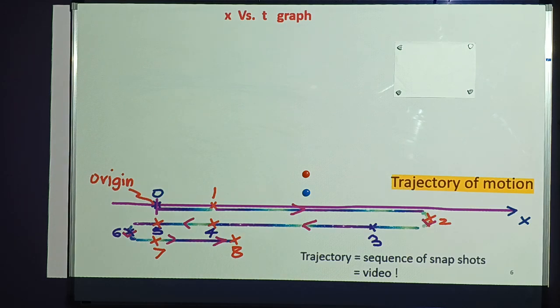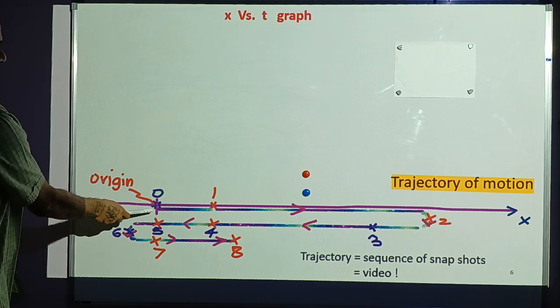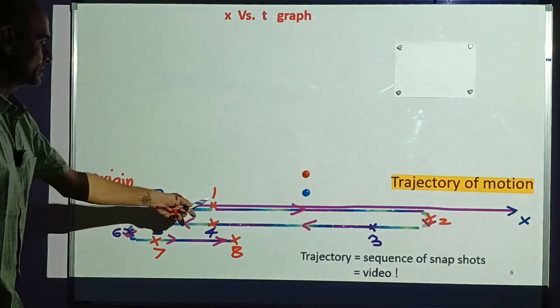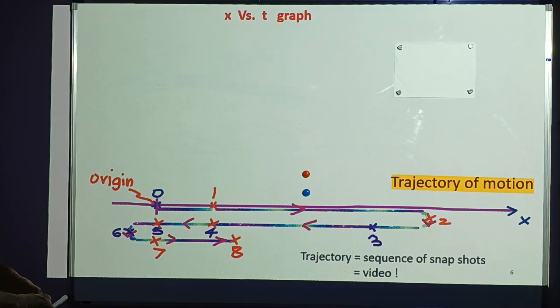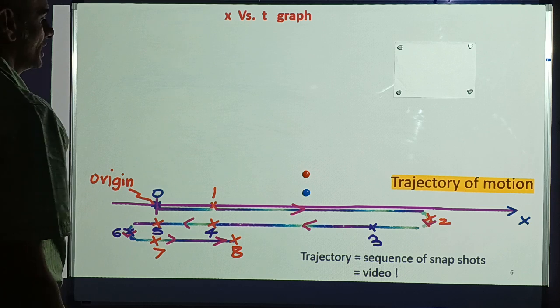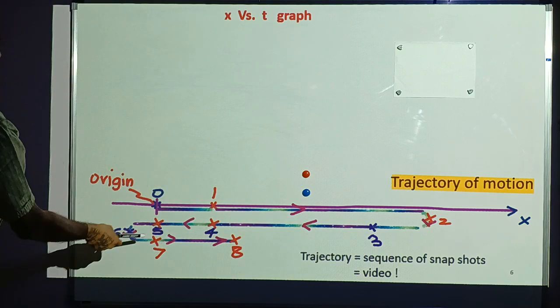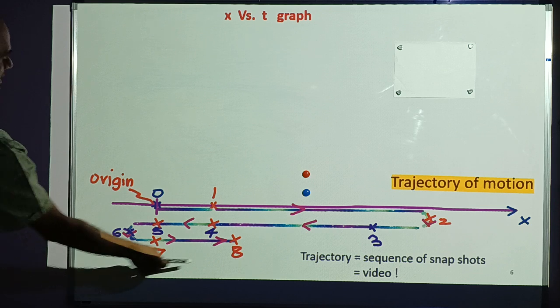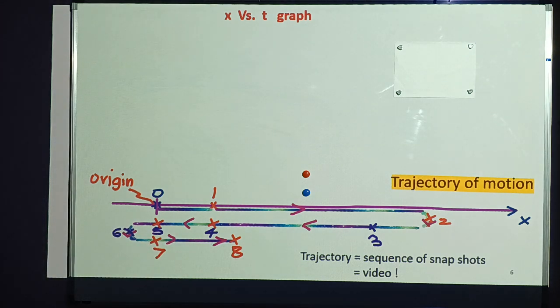So this is an example motion. Say there is a car at this location at time t naught, and let the car move to location 1 at time t1, and let it be here at time t2, and it turns back, and at t3 it is here, at t4 it is here, t5, t6 on the negative side of the origin, and t7 here and t8 here. So this is called trajectory of the motion, which is basically the path of the object.